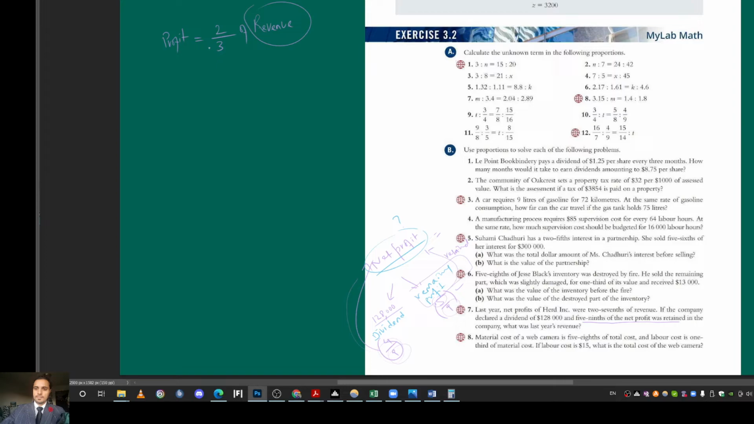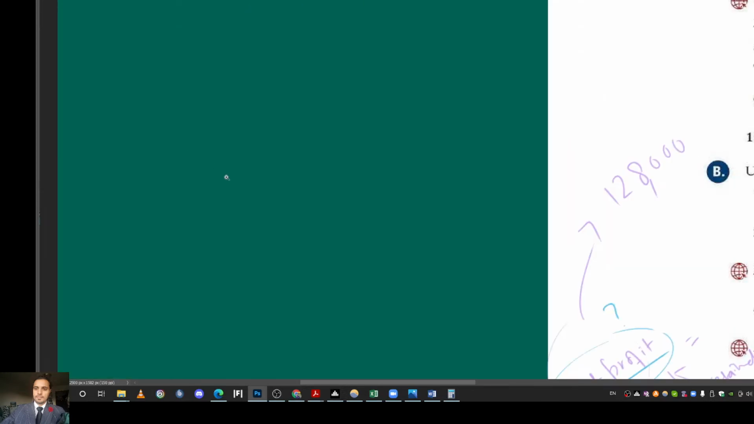But before we do, let's figure out the profit stuff. So let's look at this. We know that 4/9 of the net profit is equal to 128,000. We know that, so you can write that in this form.